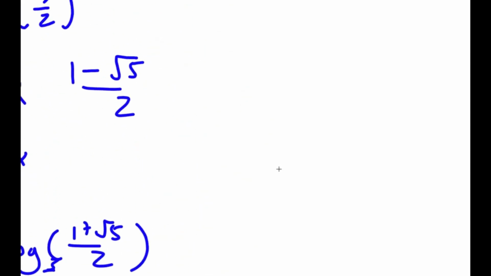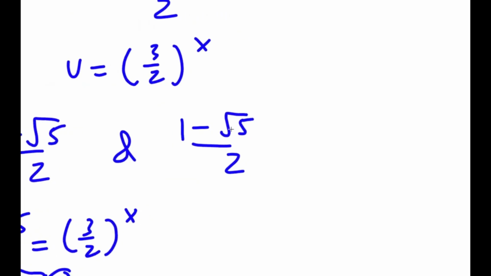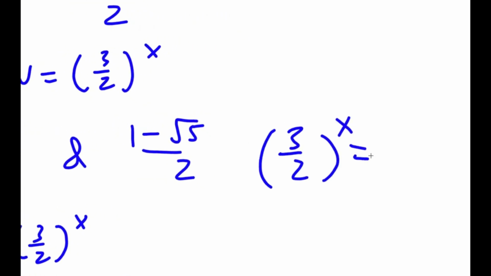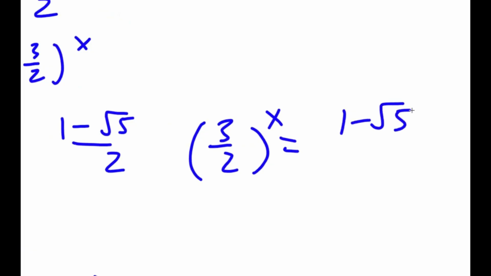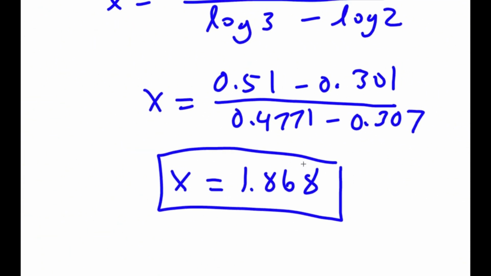Now we have to take a look at our second equation, which is 1 minus square root of 5 over 2. Now if 3 over 2 to the power of x is equal to 1 minus square root of 5 over 2, well, this is actually not possible because 1 minus square root of 5 is going to be a negative number. And you can't take the power of a positive number and make it a negative number. So this has no solution, and our only solution is x equals 1.868.